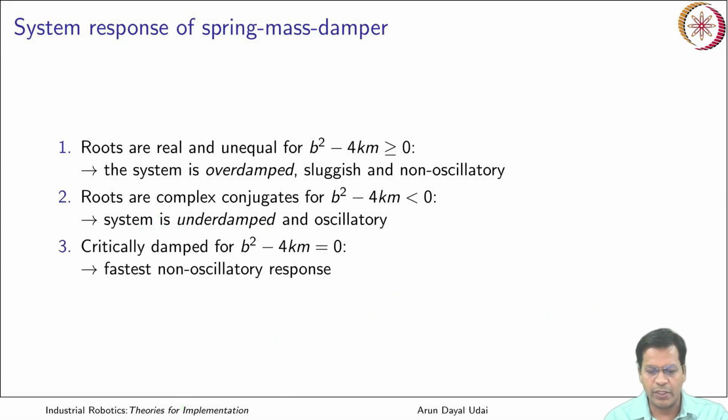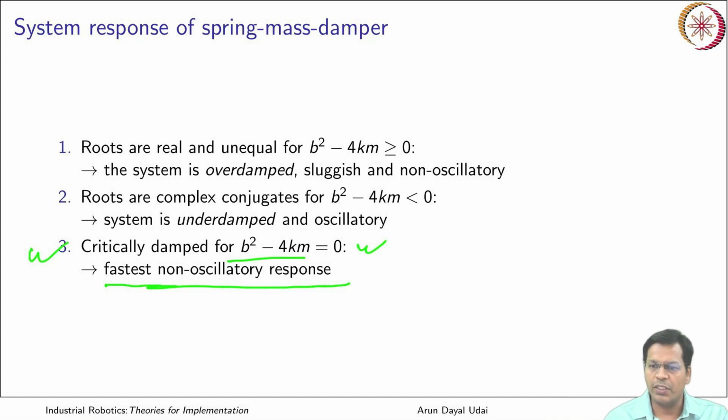Okay, the third one is critically damped. This is a condition when b square minus 4km is exactly equal to 0. Okay, so this is the fastest non-oscillatory response. Your system is not going to oscillate. It will gradually go to the mean position, but this is the fastest way it can go to the mean position, faster than this is not possible. Okay, so these are the three behaviors that you can see.